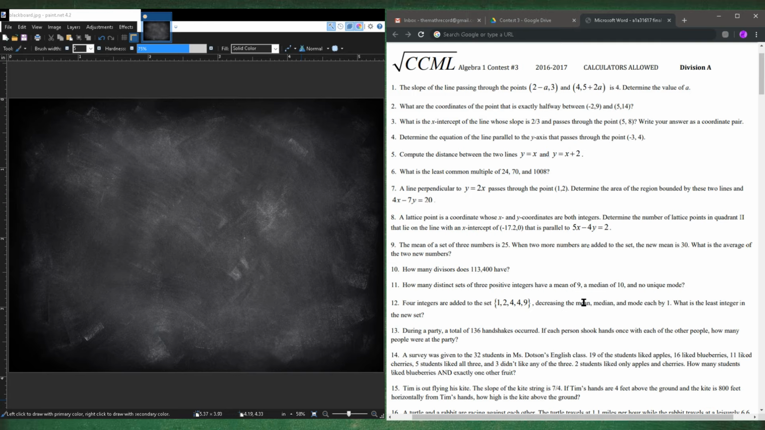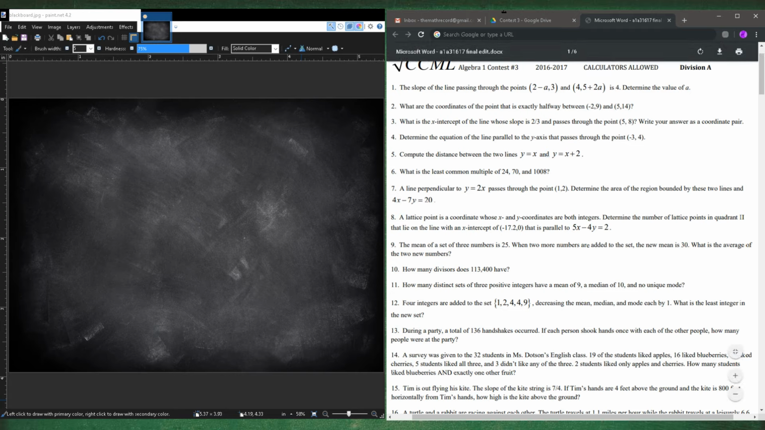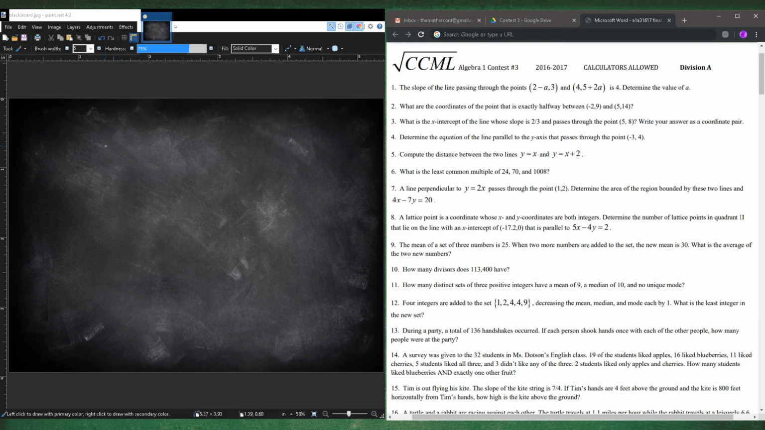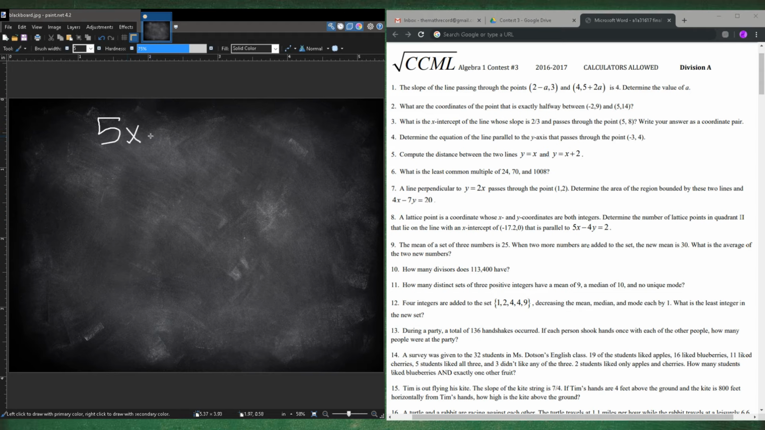Number 8. A lattice point is a point whose x-coordinate and y-coordinate are integers. Determine the number of lattice points in quadrant 2 that lie on the line with x-intercept of -17.2 that is parallel to 5x minus 4y is equal to 2. For it to be parallel, it has to have the same numbers, 5x minus 4y, but you change the c, so it's not going to be 2. So you just plug in those coordinates into that equation.